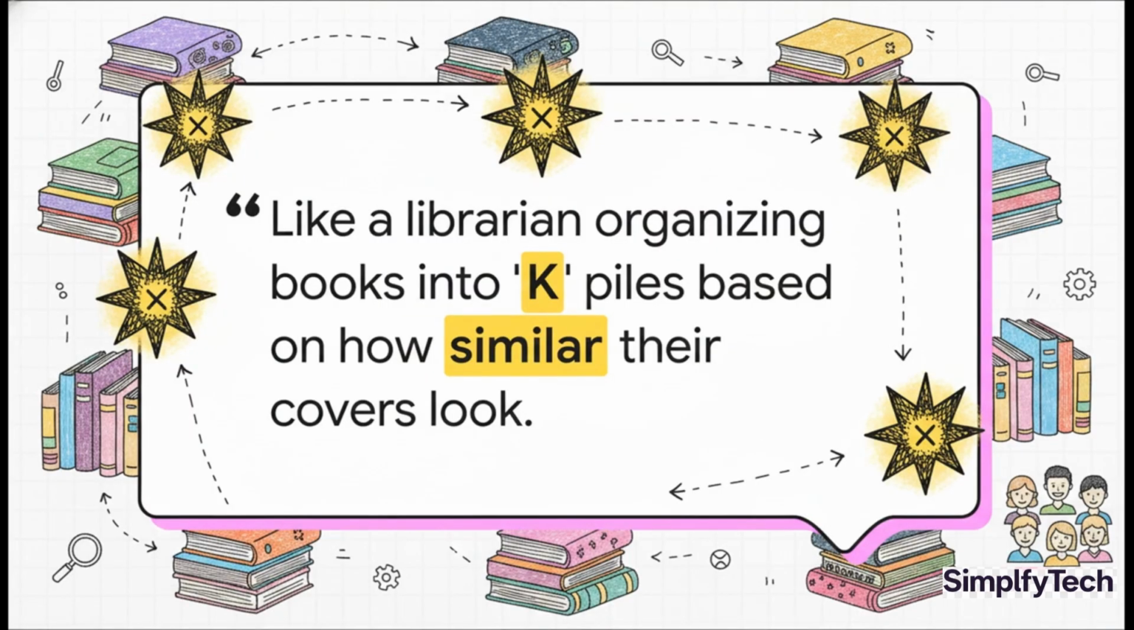A great way to think about it is like this. The algorithm just randomly drops K center points into your data. Then it assigns each data point, each book, to whichever center point is closest. Then it recalculates the center of each new pile and does it all over again, and again, until the groups stop changing. It's an amazing method for things like customer segmentation or organizing millions of documents.